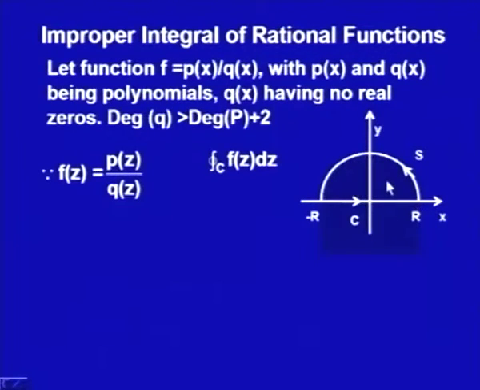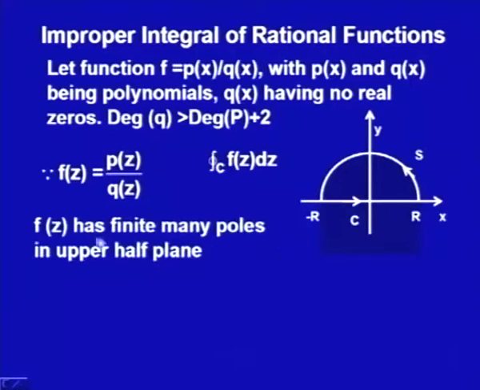If it is having more than one isolated singularity, or one isolated singularity, we could give the integral along this whole contour as 2 pi i times the sum of the residues at all those isolated singularities. So, what we are doing is, since it is having zeros, the isolated singularities would be zeros of the denominator.